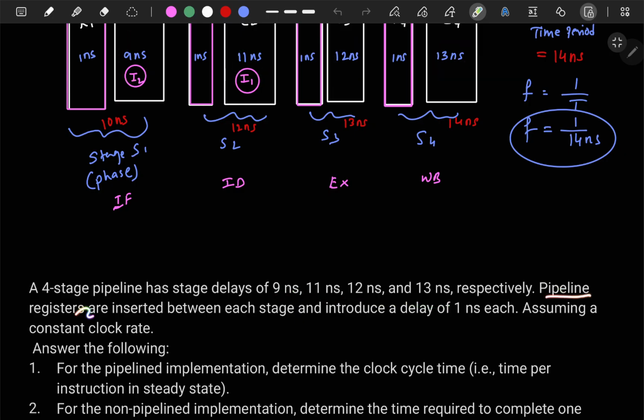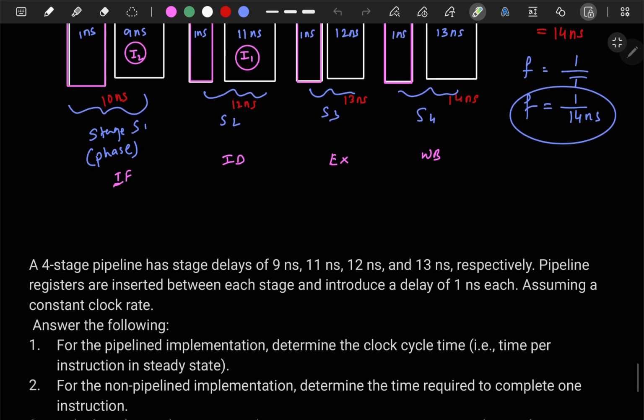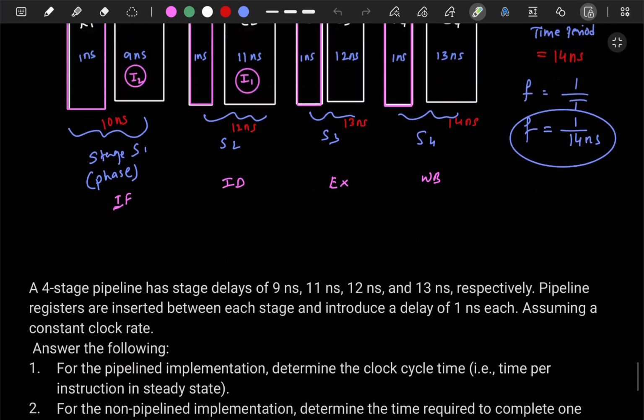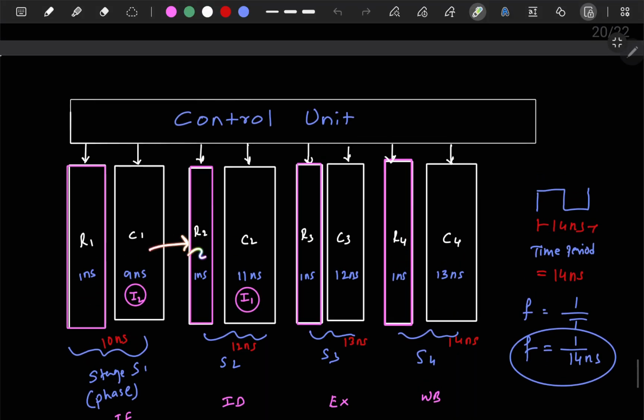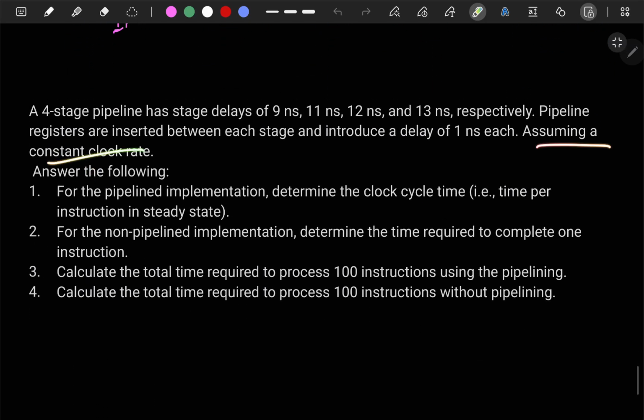And pipeline registers are inserted between each stage. You can see at each stage we have a register inserted, and each introduces a delay of 1 nanosecond. Exactly the same example I took, right? Now assuming a constant clock rate, means there is some time period here. At that time period only, the data will move from one phase to another phase, right? That is the meaning of this particular line.